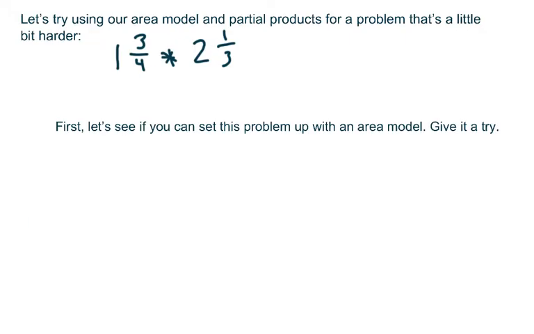So now let's try this area model and partial products for a problem that's a little bit harder. 1 3/4 times 2 1/3. So first, let's see if you can get this problem set up correctly with an area model. Give that a try in your notebook, and then come back.